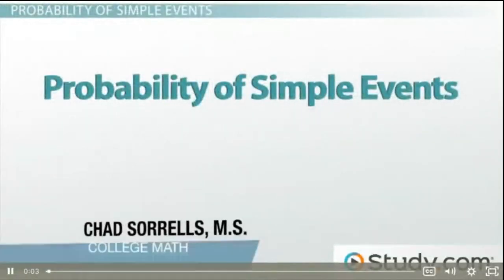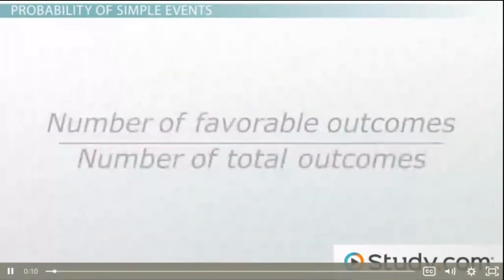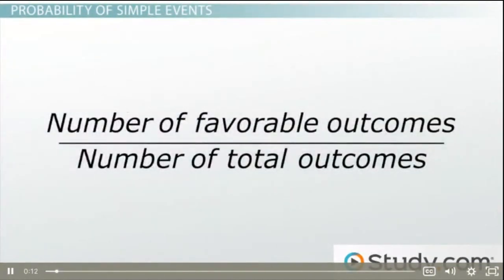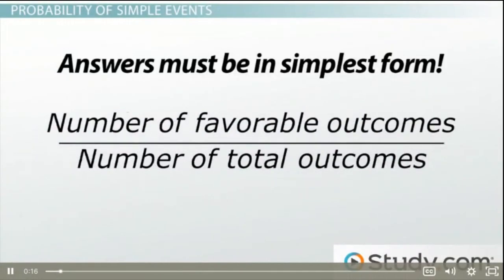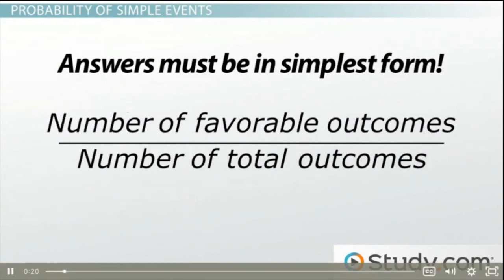The probability of simple events is finding the probability of a single event occurring. When finding the probability of an event occurring, we will use the formula number of favorable outcomes over the number of total outcomes. After calculating this probability, your answer will need to be in simplest form. Let's look at an example of simple events.